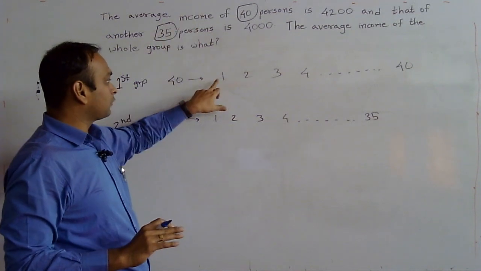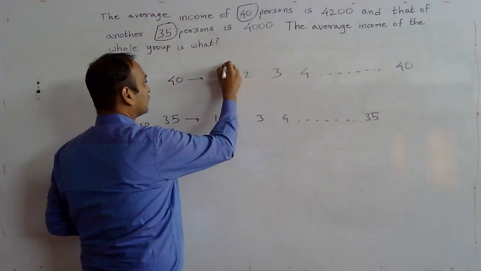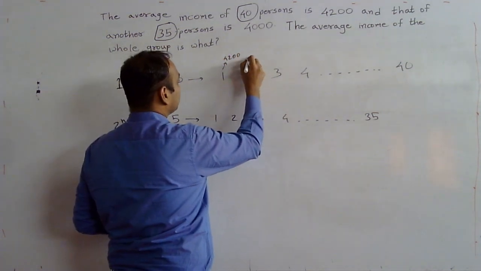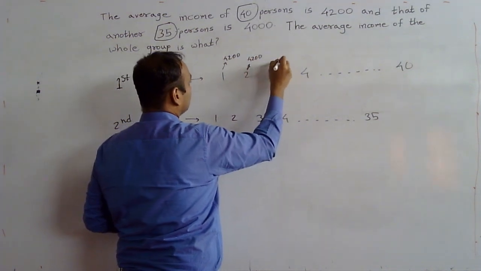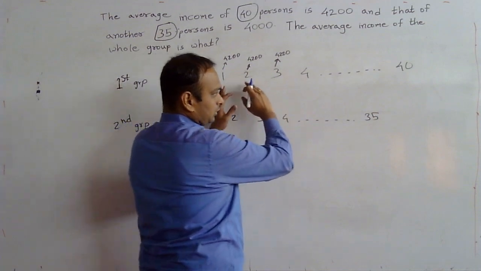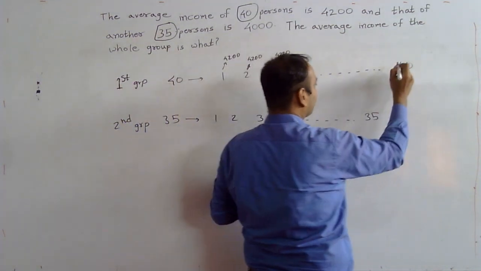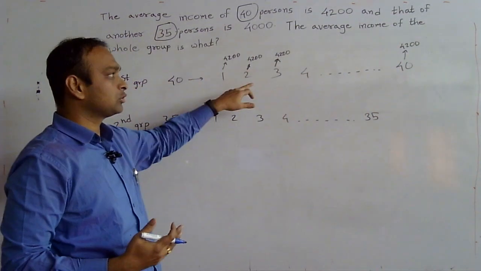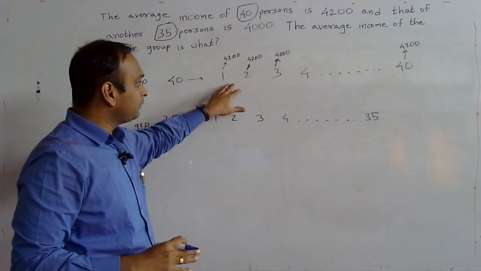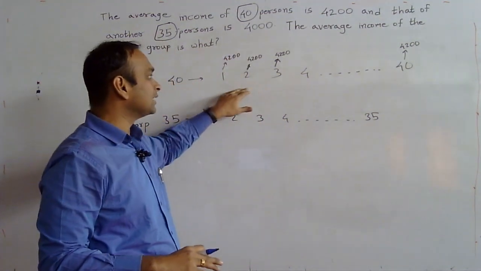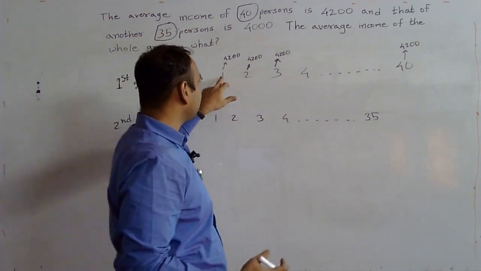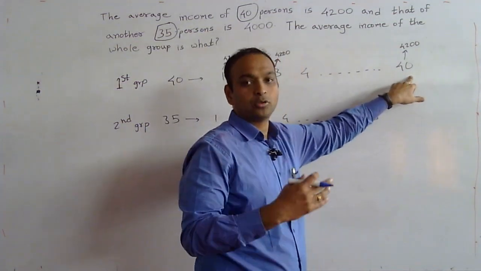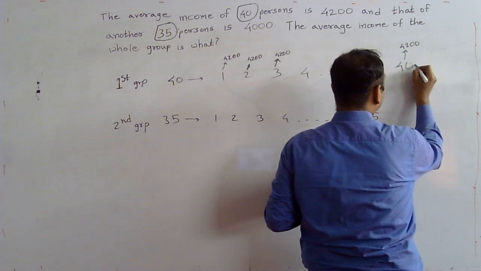So what is given for this first person? The average income is 4200. For the second person also the average income is 4200. For the third person also it is 4200, and for every person of this group the average income is 4200, and for the last person also 4200. This way, if we make a total of all the incomes of every person, what will happen? 4200 plus 4200 plus 4200, this way we can add up to 40. So mathematically, what can we do?